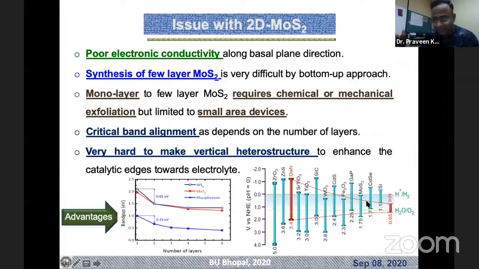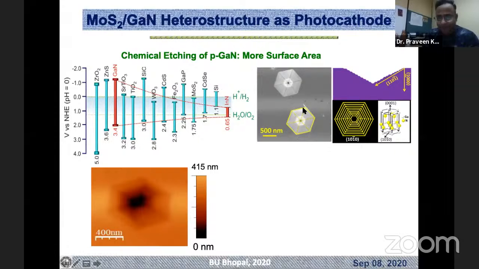So what we have done is utilize this MoS2 with gallium nitride. You see the band gap matches very well. We have grown p-type MoS2 on p-type gallium nitride to make a photocathode. Up to now, I have shown you that we could make a photoanode. Now I'll discuss the photocathode. That's what we are using, the p-gallium nitride.